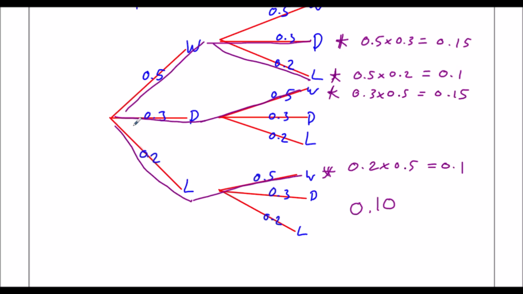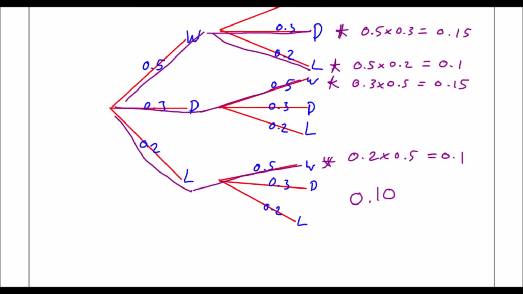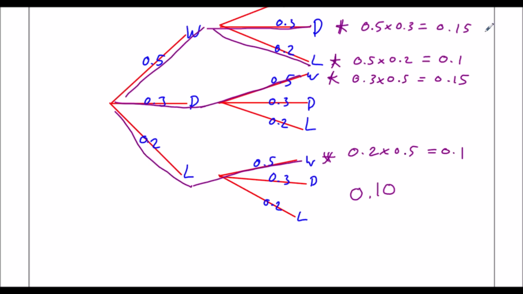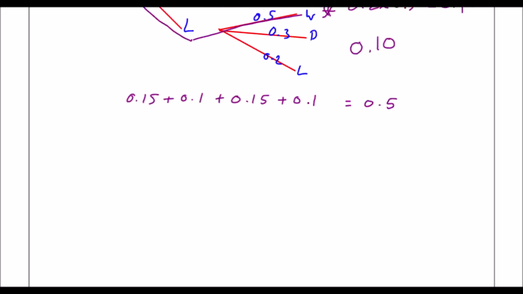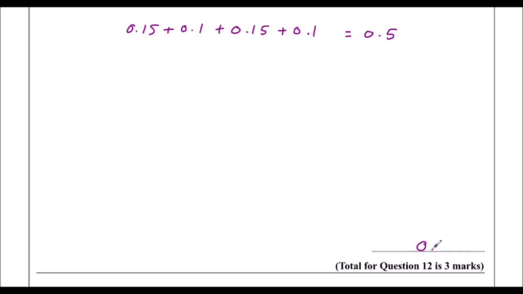So they're all the options we want. We just need to add those up now for the total probability. So we multiply across the branches and we add when we go down. So it's 0.15 plus 0.1 plus 0.15 plus 0.1. Well, 0.15 and 0.1 make 0.25, plus 0.15, 0.4, plus 0.1. That's 0.5. The probability is 0.5.